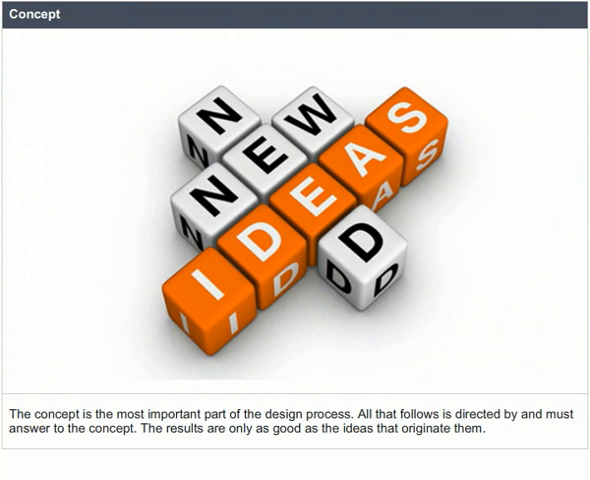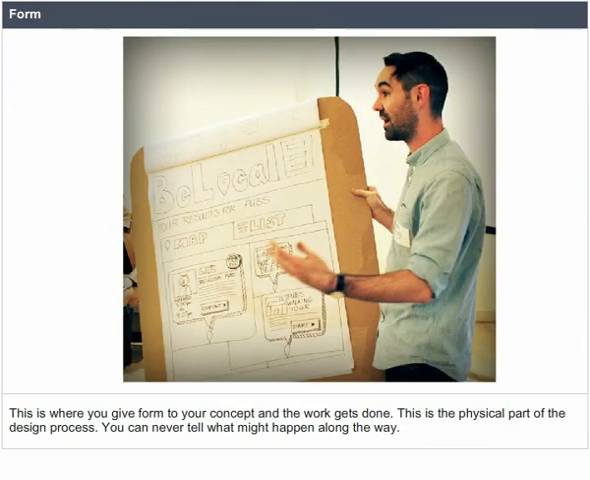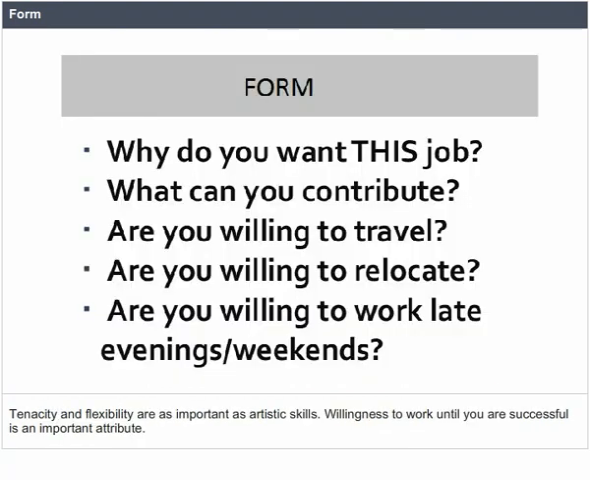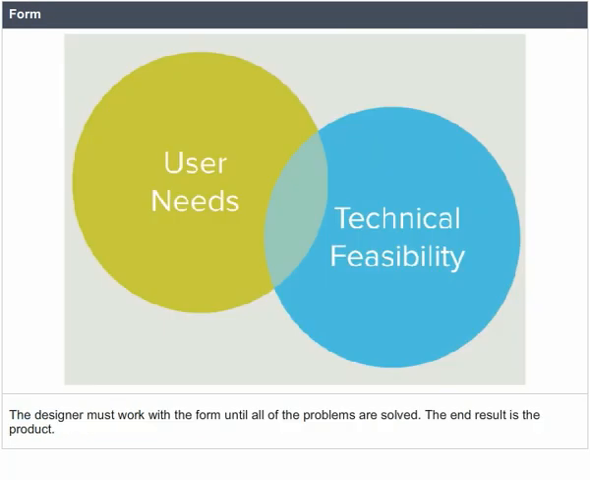Form. This is where you give form to your concept and the work gets done. This is the physical part of the design process. You can never tell what might happen along the way. Tenacity and flexibility are as important as artistic skills. Willingness to work until you are successful is an important attribute. The designer must work with the form until all of the problems are solved. The end result is the product.